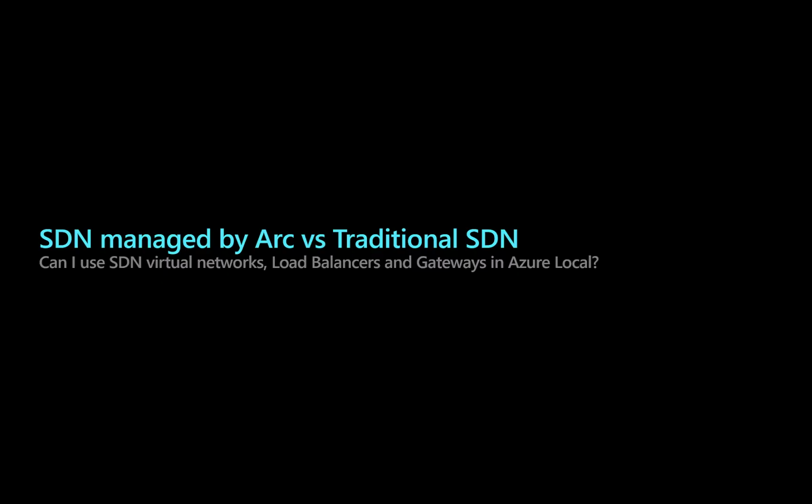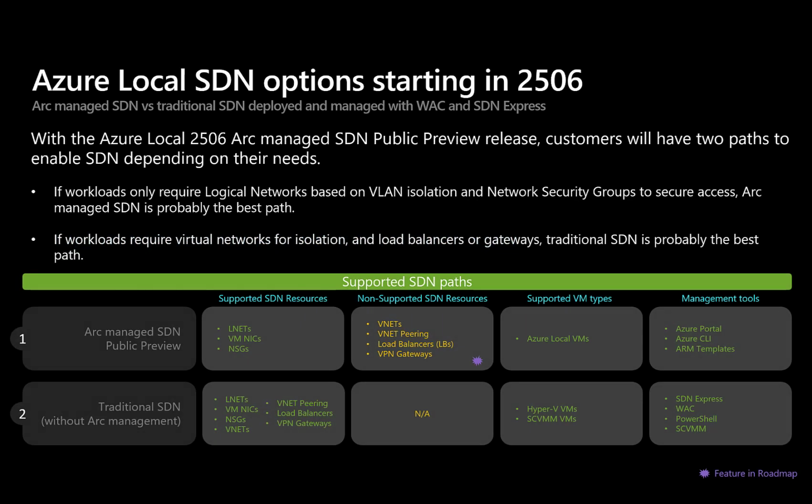While we've chatted about logical networks and network security groups, you might be asking, well, what about SDN virtual networks, load balancers, and gateways in Azure Local? Here, I just want to highlight some of the options you have with deployment, because while we're talking about Arc-managed SDN public preview, there's still a few different paths for customers who are on Azure Local in 2506. Of course, the first path is public preview, and that means that you can deploy a network controller on Failover cluster as a managed service using action plans. And that means you get network security groups, logical networks, and VM NICs.